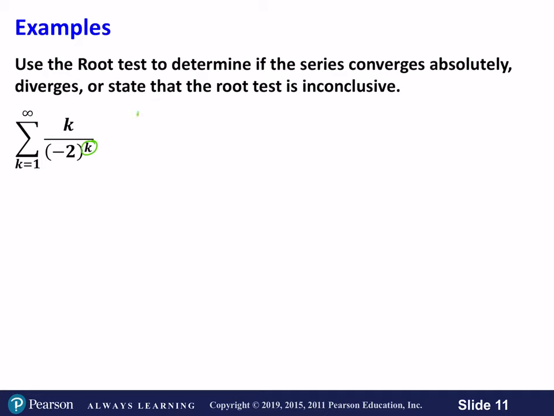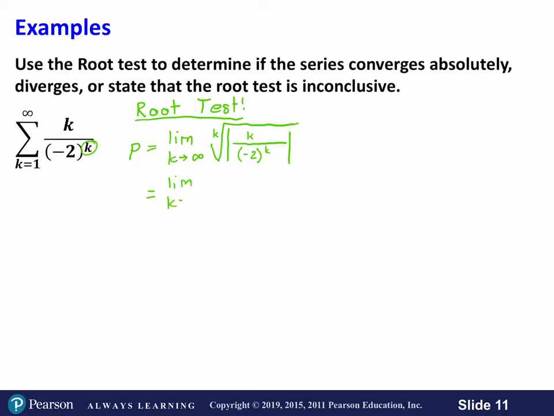In this case, we are going to once again use the root test. We define rho to be the limit as k approaches infinity of the kth root of the absolute value of k divided by negative 2 to the k power. All right. So one thing I like to do whenever I'm writing a problem like this is to rewrite this kth root as just a 1 over k power. So we're going to write it like this. This is k over negative 2 to the k, raised to the 1 over k power.